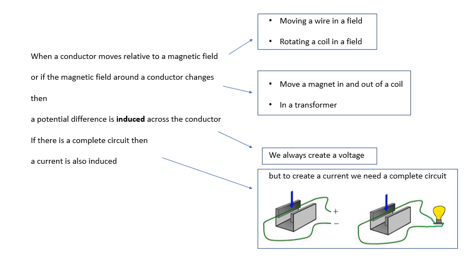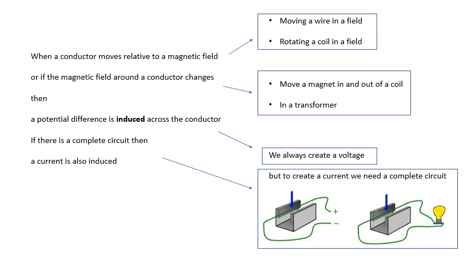Now, when a conductor moves relative to a magnetic field, so we've just seen moving a wire in a field, or rotating a coil in a field, which is what happens in a generator, or if the magnetic field changes, so if we move a magnet in and out of a coil, we're going to look at that in a sec, or in a transformer, and I'm going to do a whole video about transformers, then a potential difference is induced. We create a voltage.